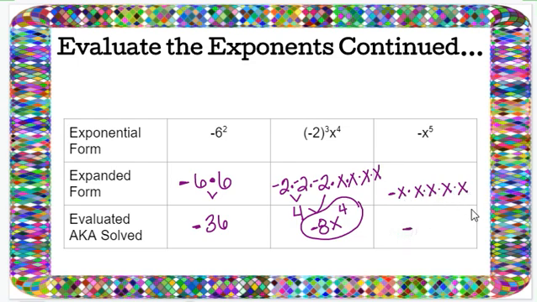And then we can't work out any of the x's. We don't know what their value is, so it's just going to be negative x to the 5th. So it looks the same as when it was originally written.